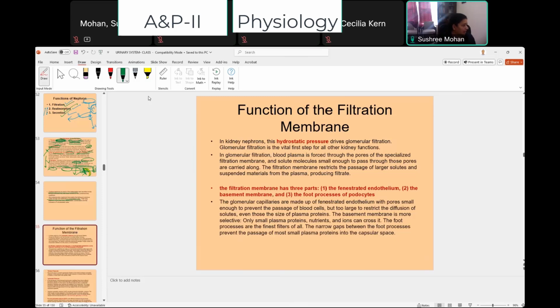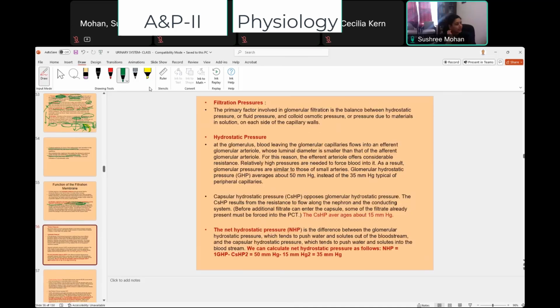Function of the filtration membrane. This part I already explained to you: the fenestrated endothelium, the basement membrane, the foot processes or podocytes. We already discussed that. That is just explained over here. Now, let's look at the pressure. I told you that there is a pressure difference, and because of that pressure difference, filtration is possible. Solute size matters through the filtration membrane, but the pressure is a very crucial part.